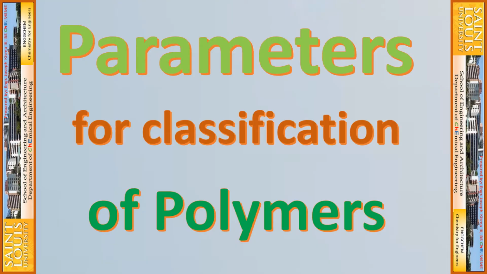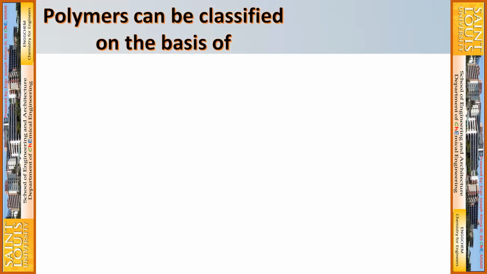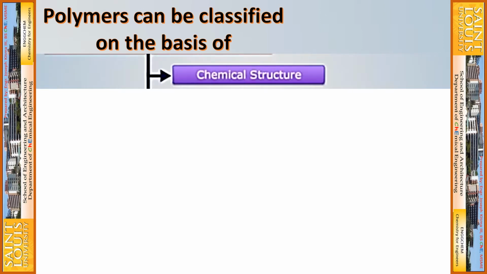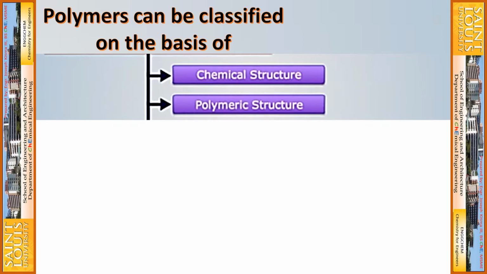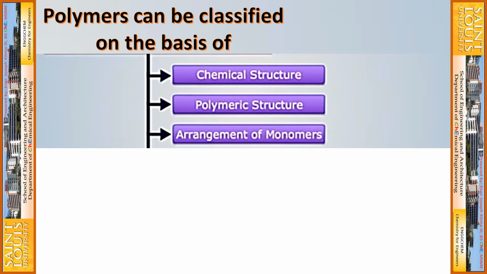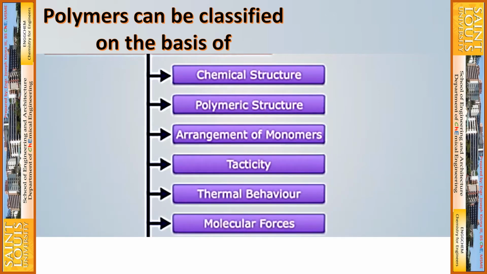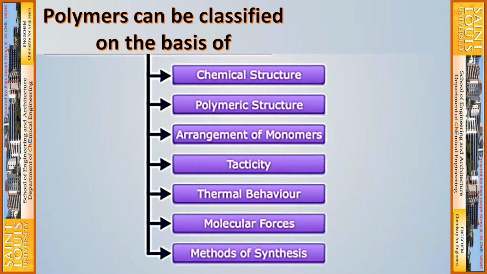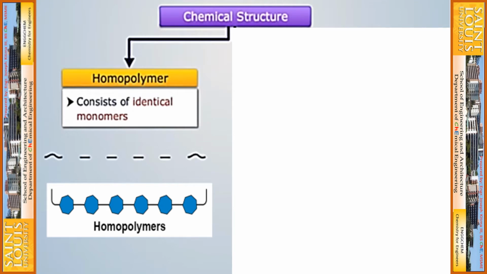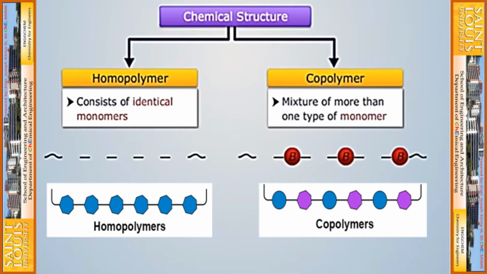What are the parameters for classification of polymers? Polymers can be classified on the basis of their chemical structure, polymeric structure, arrangement of monomers, tacticity, thermal behavior, molecular forces, and the methods of their synthesis. For the chemical structure, we have homopolymer. They consist of identical monomers. Copolymer will be a mixture of more than one type of monomer.